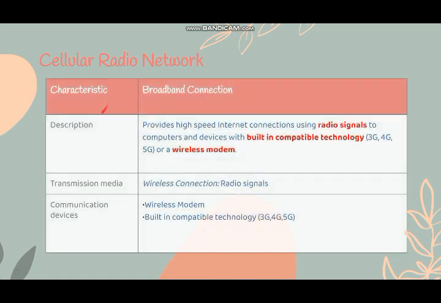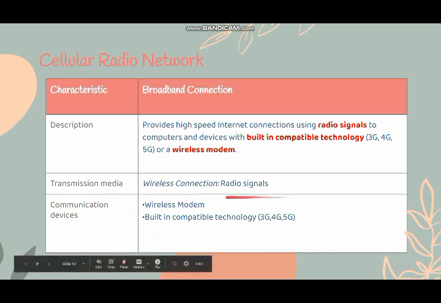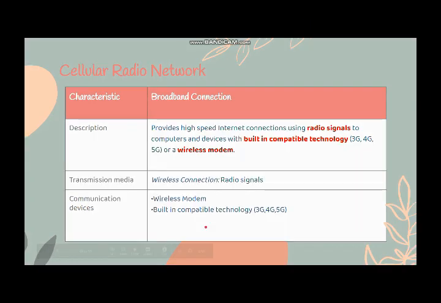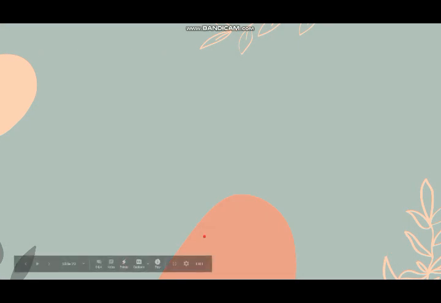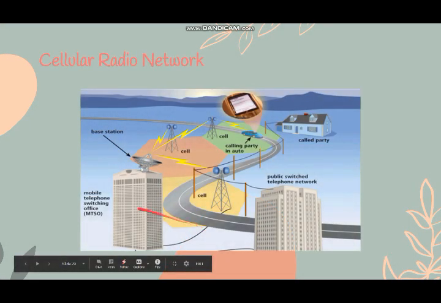Next is cellular radio network. Cellular radio network provides a high-speed internet connection using radio signals to computers and devices with built-in compatible technology like 3G, 4G, 5G, or a wireless modem. So the transmission media is radio signal and the communication device is wireless modems or built-in compatible technology like 3G, 4G, or 5G.